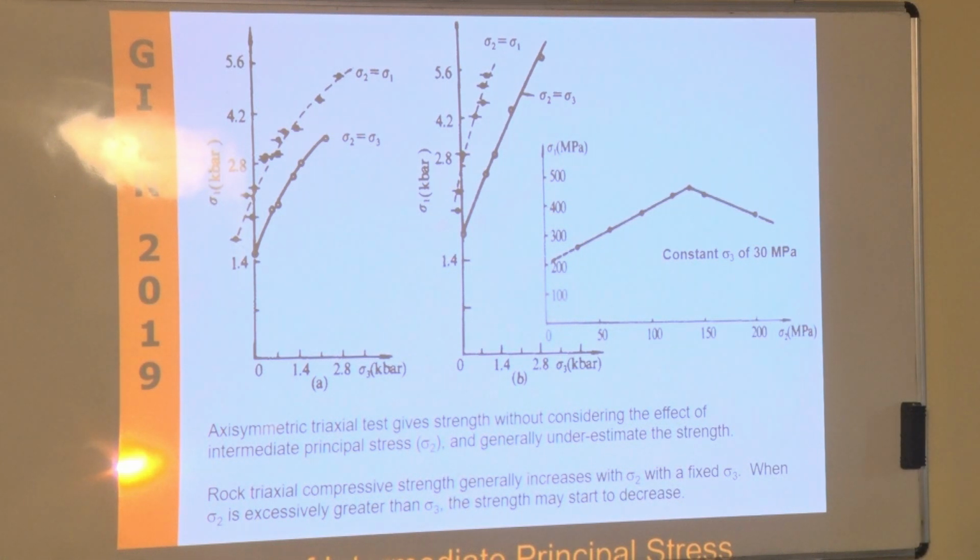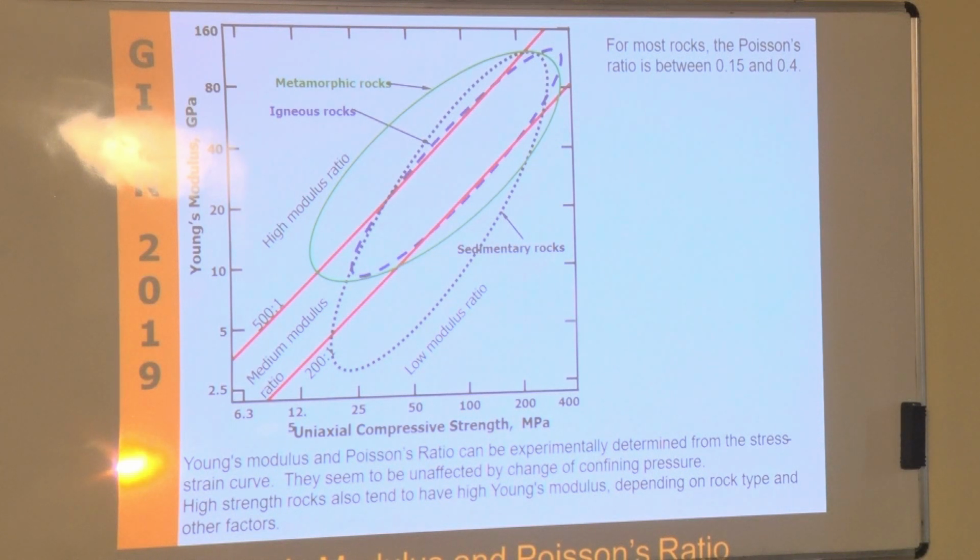Sigma 2 definitely has an influence. It tends to be positive, helping the strength of your rock up to a point, after which apparently it decreases. But there's a lot of work and a lot of measurements, and there's still an open question from a research point of view: what is the mechanism of sigma 2, and how is it helping the strength of the rock?